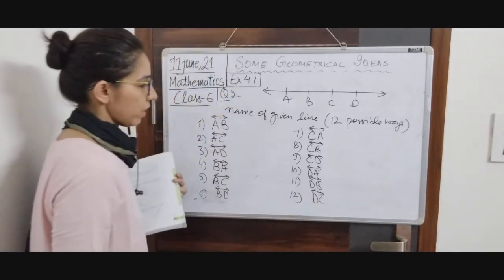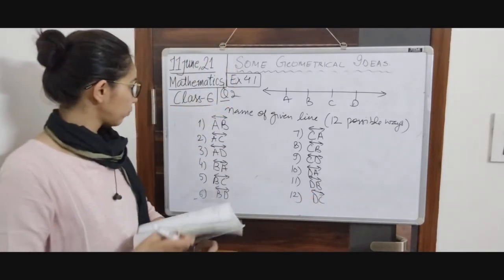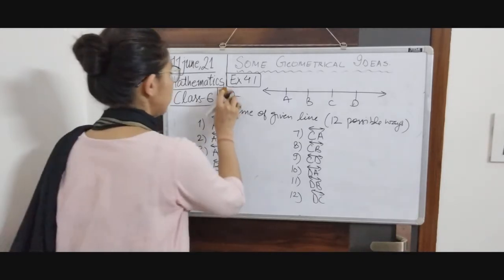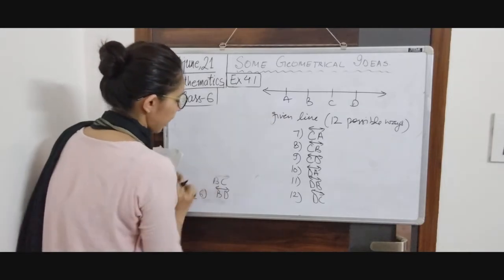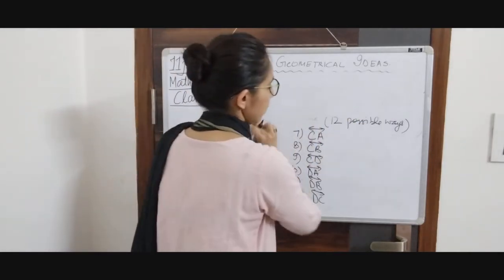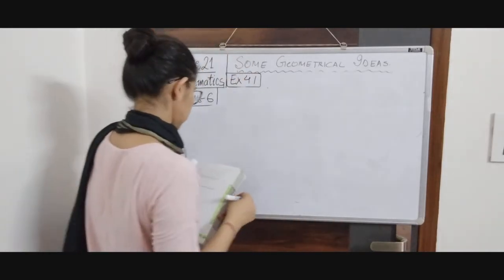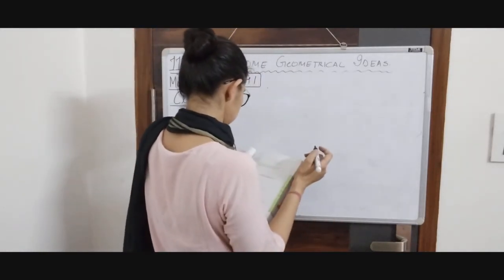Okay. We are done. Next question is, use the figure to name. We are provided with a figure and we have to name some lines. And the figure is like this.